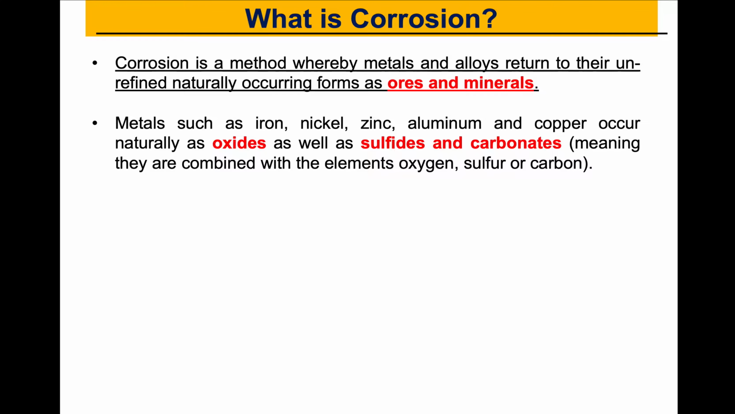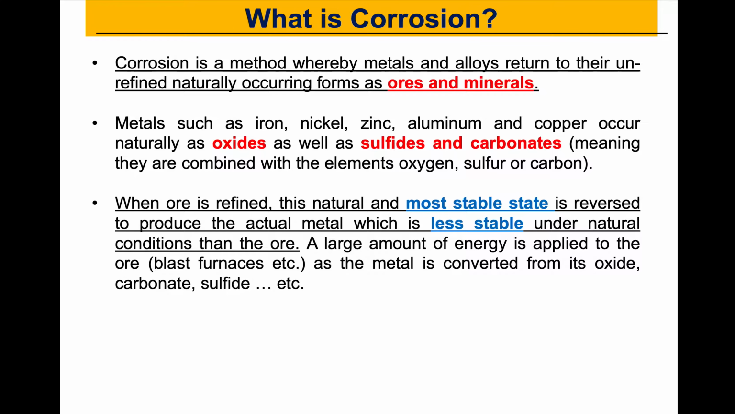Atoms can't be found in their pure form in nature. They have to be combined with either oxygen, sulfur, or carbon or other elements, but this is just to show you what it means to go back to their natural form. The natural form is the form in which that metal is in combination with either oxygen, sulfur, or carbon. This state in nature is the most stable state. So when we find nickel oxides, this is a very stable state in nature.